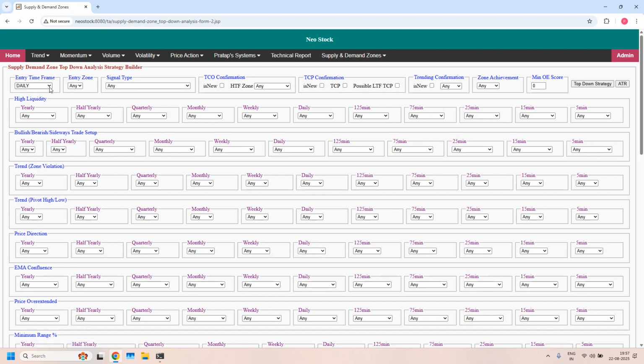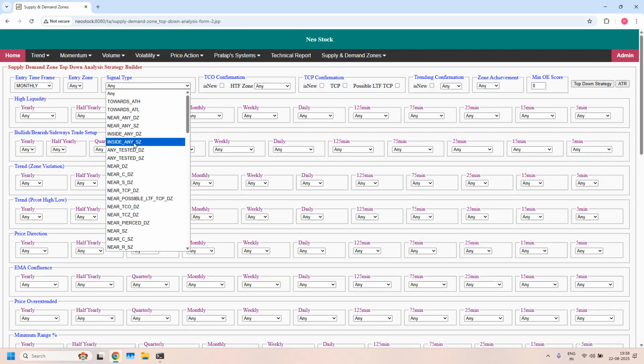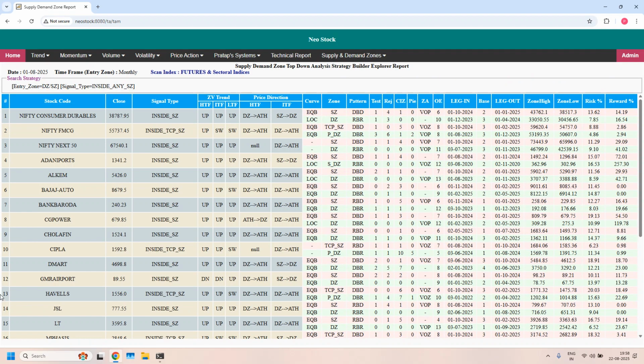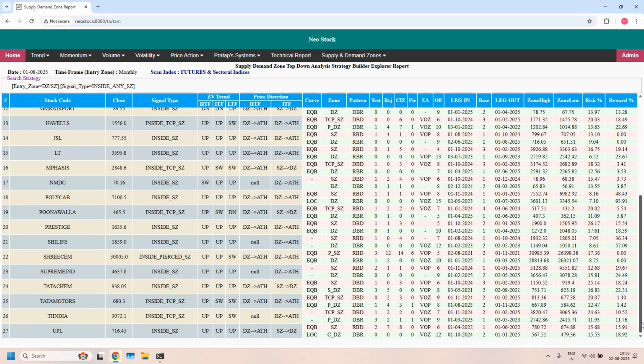Okay, next, price closed inside the monthly supply zone. First 15 stocks in the list. I'm scrolling the list down. Total 27 stocks are filtered.